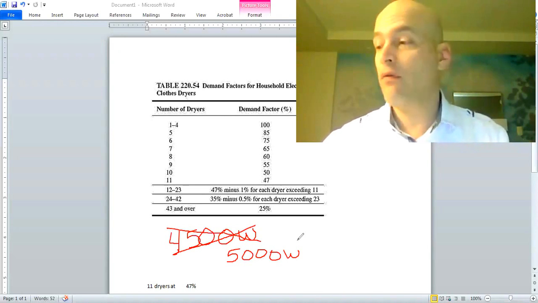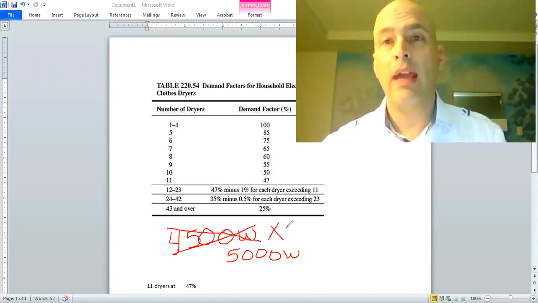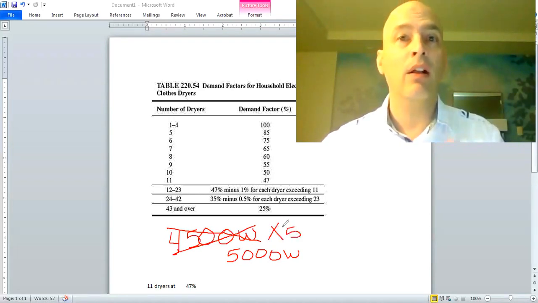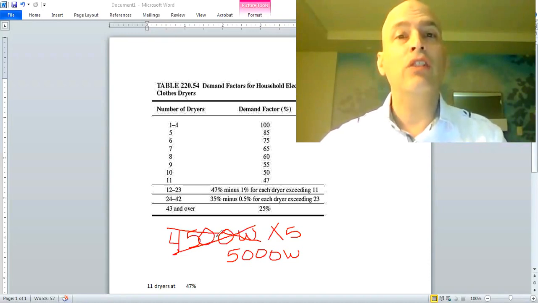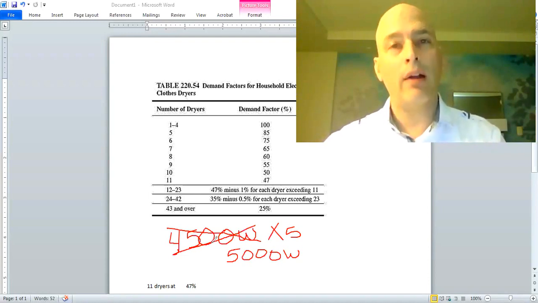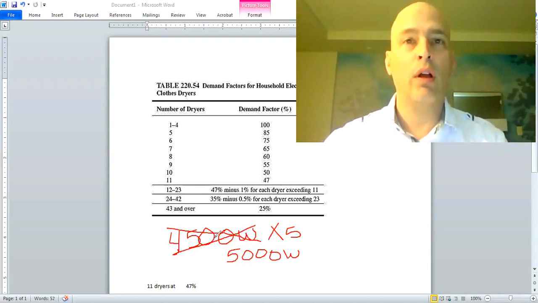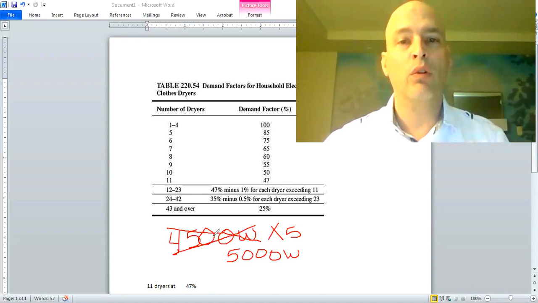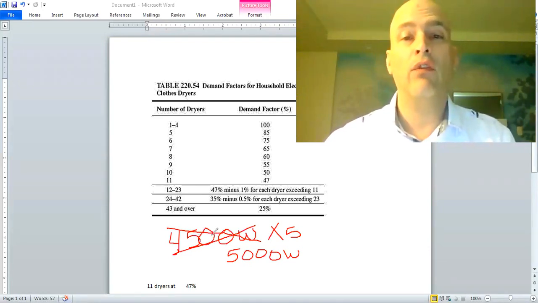If I had 4,500 watt dryers like this, and I had 5 of them, as we did as an example a minute ago, where we were given that the nameplates were 5,000 watts, each one of those would have to be bumped up to at least 5,000 watts prior to doing the math, and the math would roll out the exact same way. It'd be 5 dryers, 5,000 watts each, 25,000 watts, 85% derating factor, 21,250 is the total demand load for the feeders on the service for those 5 dryers.